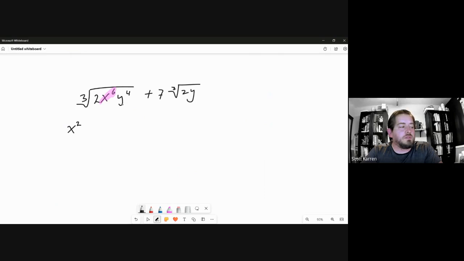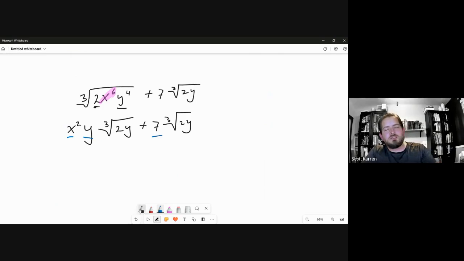Y to the 4th has one group of 3 y's, one triplet, and so that comes out as a y. And under that cube root, what didn't come out is that 2 and one of those y's. But I still really can't combine these much because I have an x squared and a y in the first term, and I don't have those in the second term.